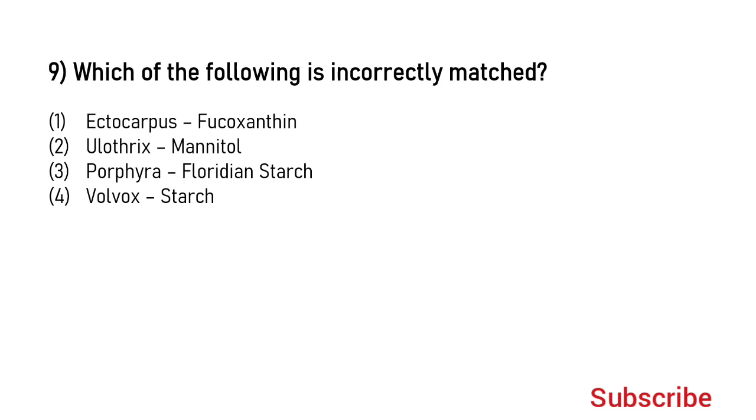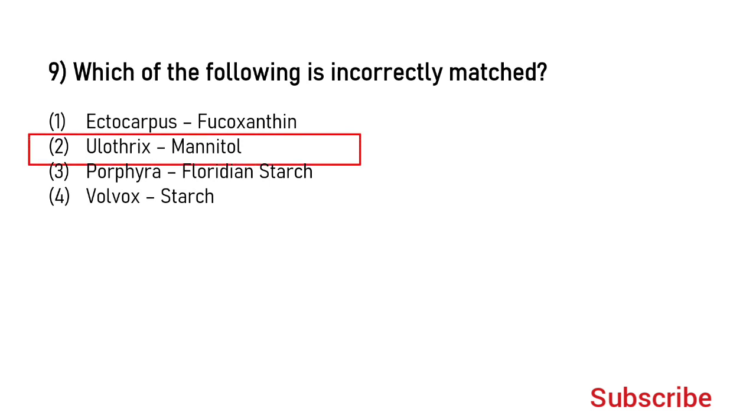Next question. Which of the following is incorrectly matched? Ectocarpus, fucoxanthin. Ulothrix, mannitol. Porphyra, floridean starch. Volvox, starch. So your correct answer is Ulothrix and mannitol.